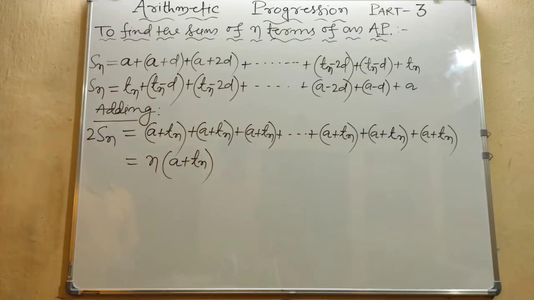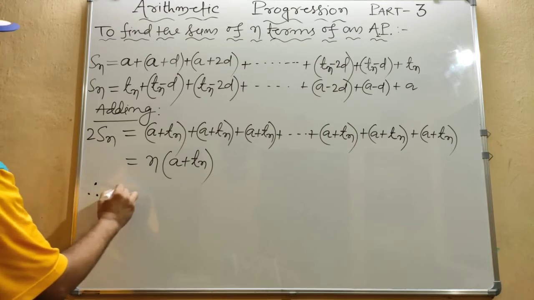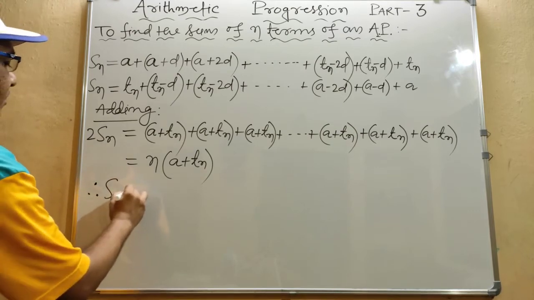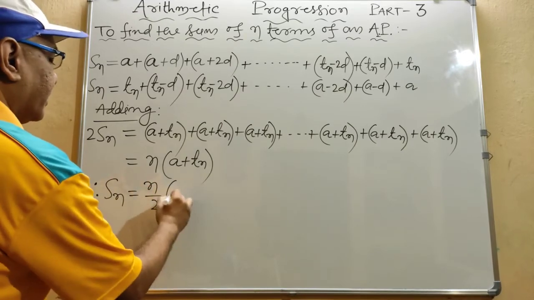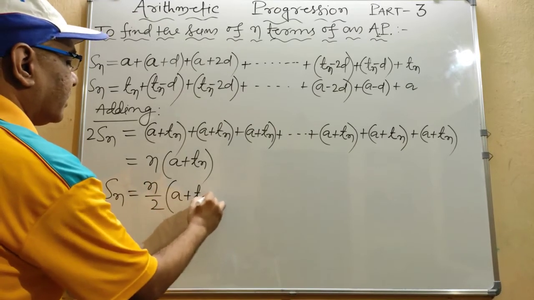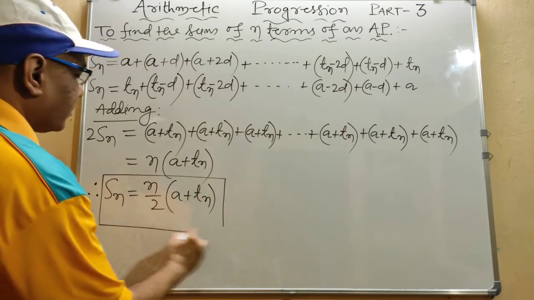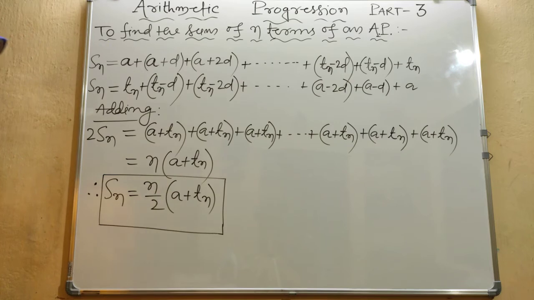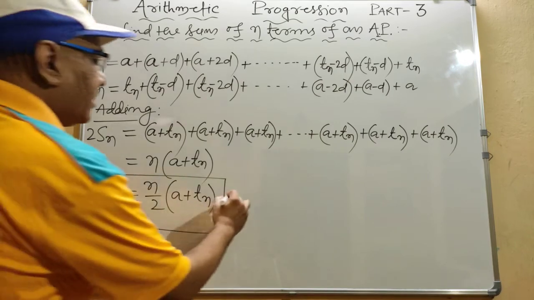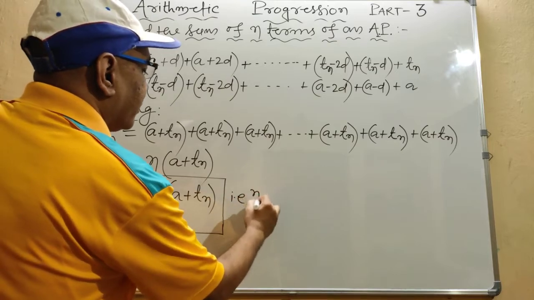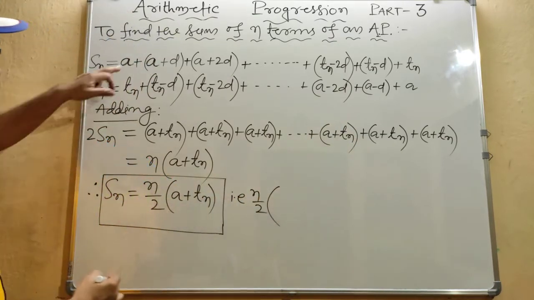So we can write Sn equal to n by 2 within brackets a plus Tn, which is the formula for finding the sum of an arithmetic progression up to n terms. What is n by 2 into a plus Tn? That is n by 2, what is n? Number of terms. a plus Tn. What is a? First term.